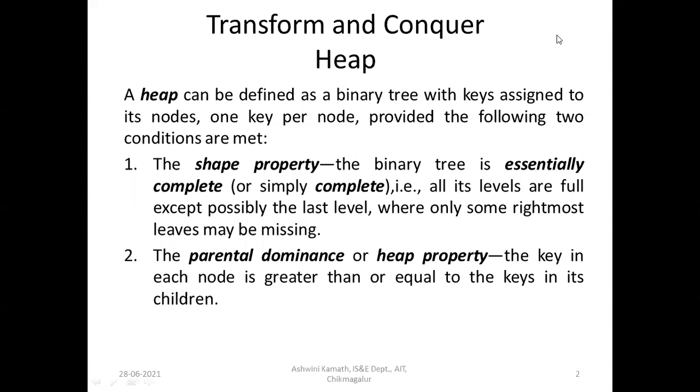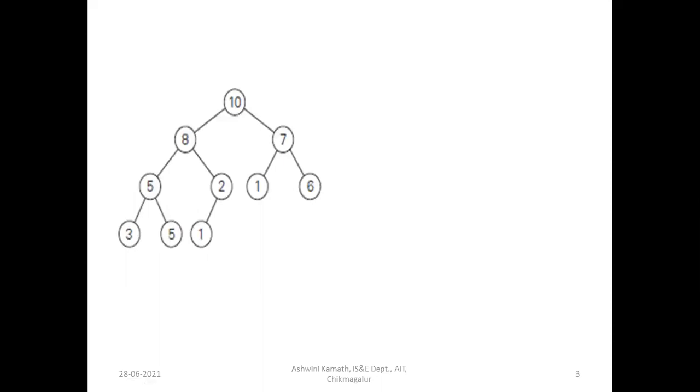So parental dominance: the value in the parent node must be greater than the values in the child nodes. When these two properties are met for a binary tree, that is a heap. Consider this example. Value 10 is in the root node, and in the next level we have 8 and 7. In the third level, we have 5, 2, 1 and 6. And in the fourth level, we have 3, 5 and 1.